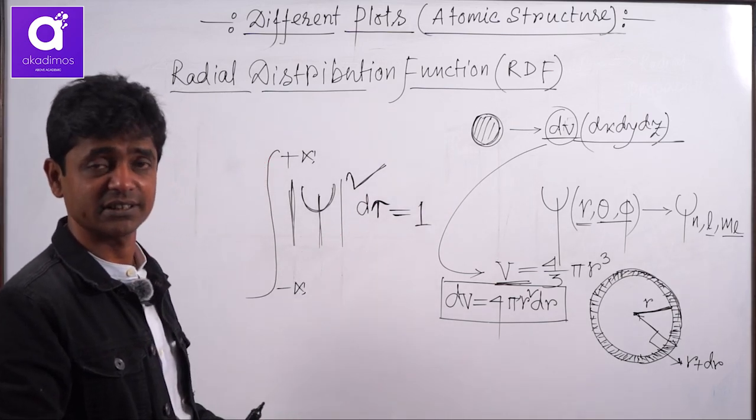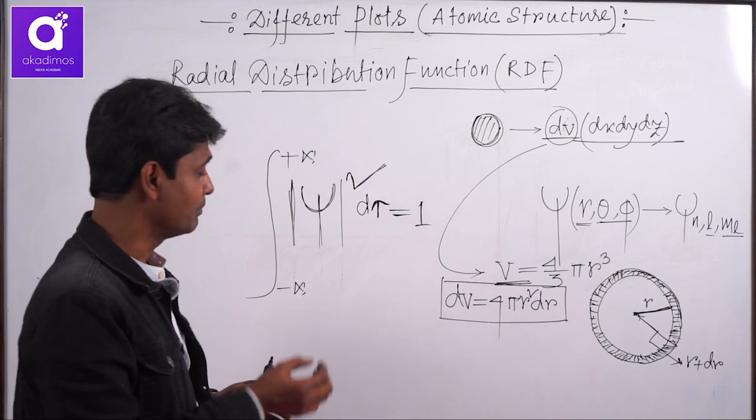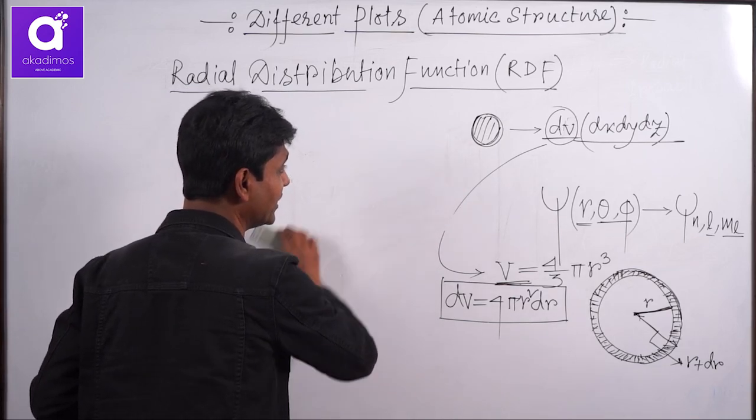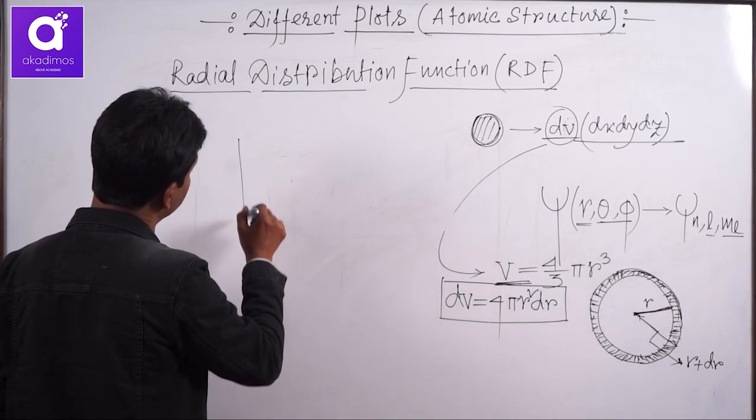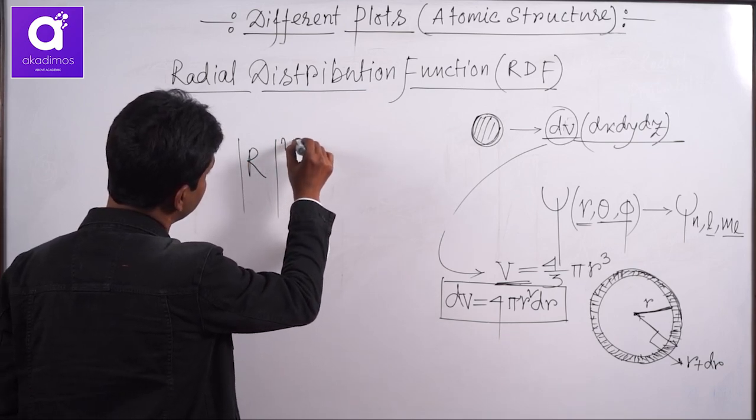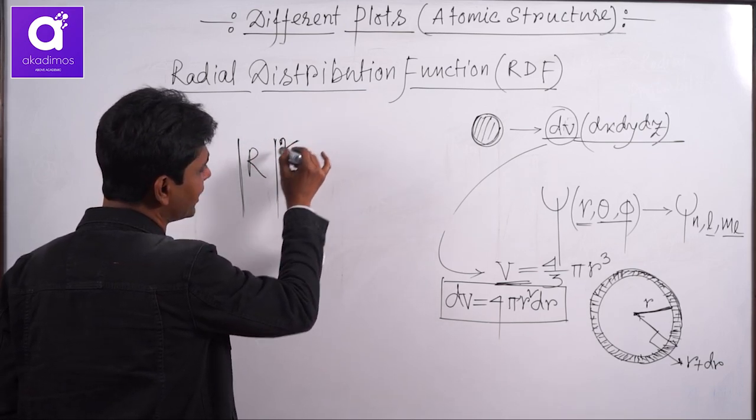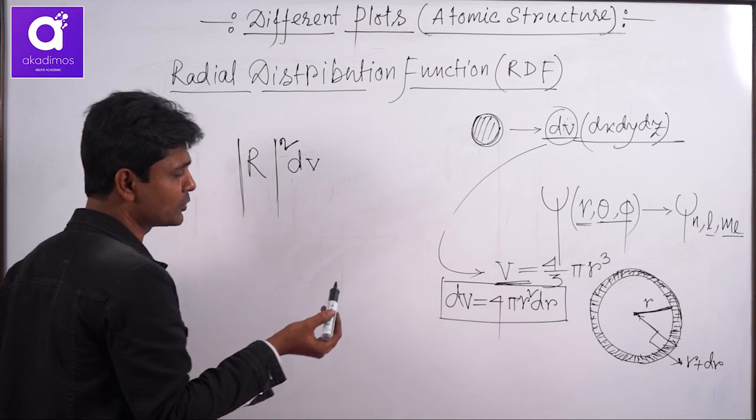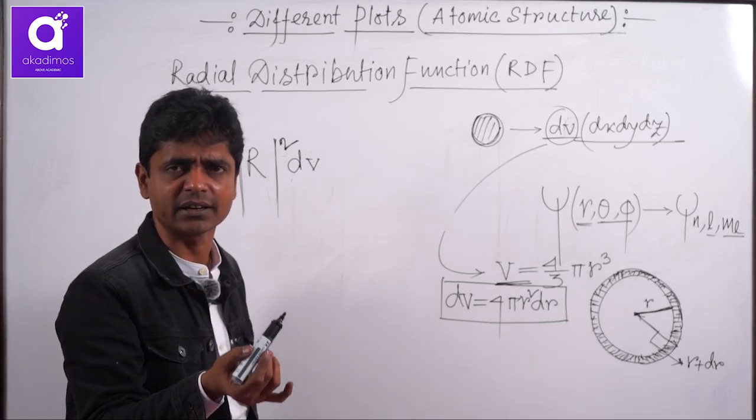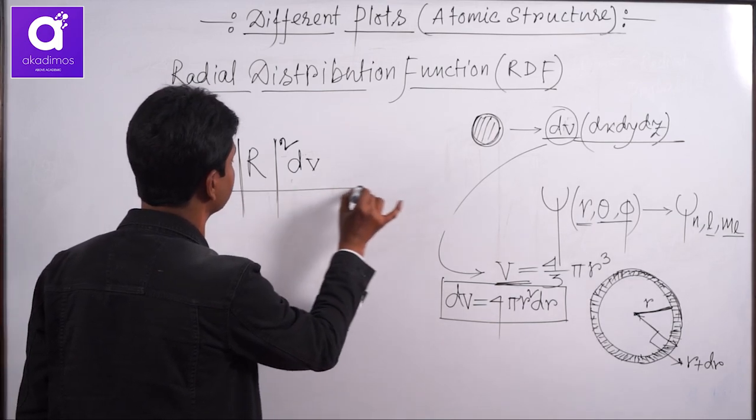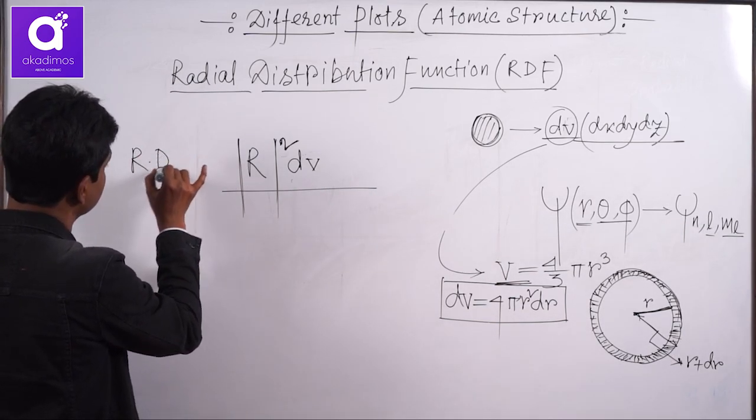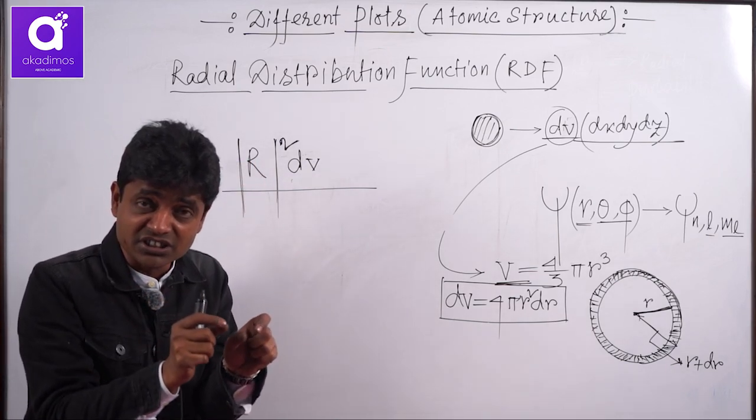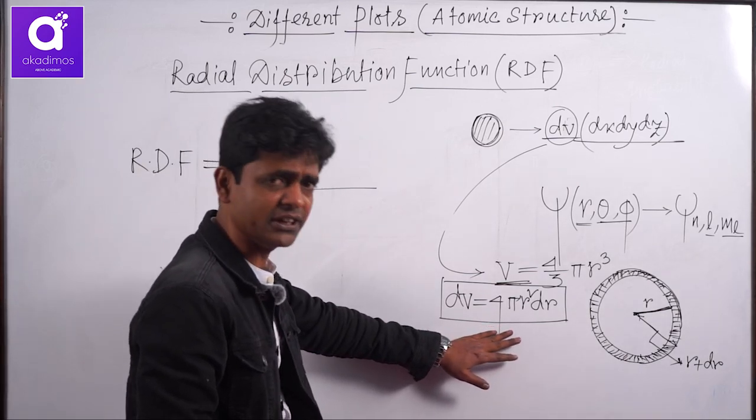But my purpose is not the complete wave function. My purpose is to take only the radial wave function. Now, the radial probability is R square. What is the radial probability of this small volume region? Here I am only taking the radial coordinate, R square dv. That is the radial distribution function, the radial probability in a small sheath. Now you have dv.